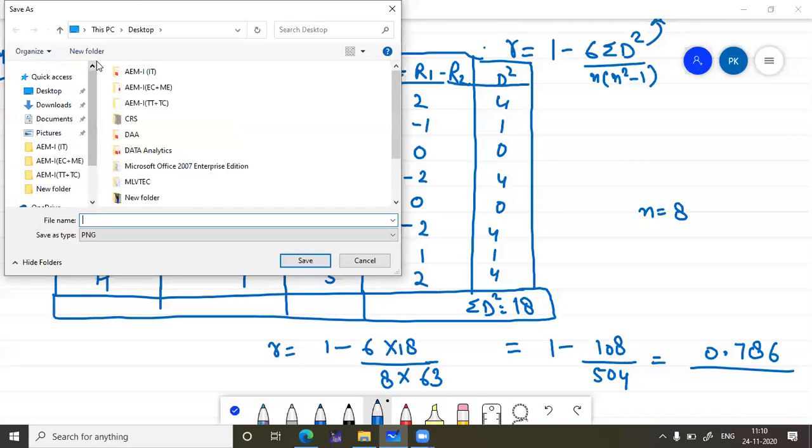If this is +1, we say that the series will coincide, and the rank will be -1 if both the series are exactly opposite to each other. Otherwise the rank will always lie between +1 and -1.